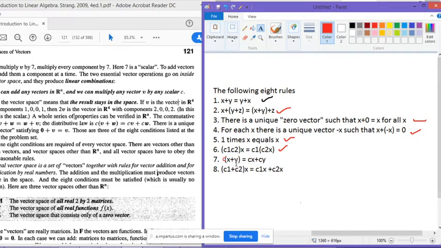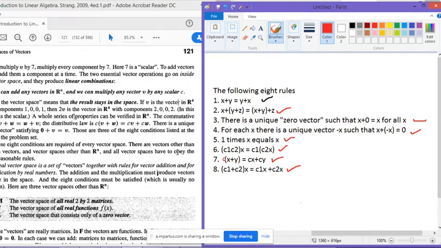c of x plus y means if we have the two vectors x and y and we are adding the two vectors and then multiplying with a constant, it should result in the same thing as the individual multiplications and then adding these two vectors. And then we have the two constants. If we add the two constants and multiply with x, it should result in the sum of these scalars multiplied with the vector, the same thing. So these 8 rules should be satisfied by this vector space.